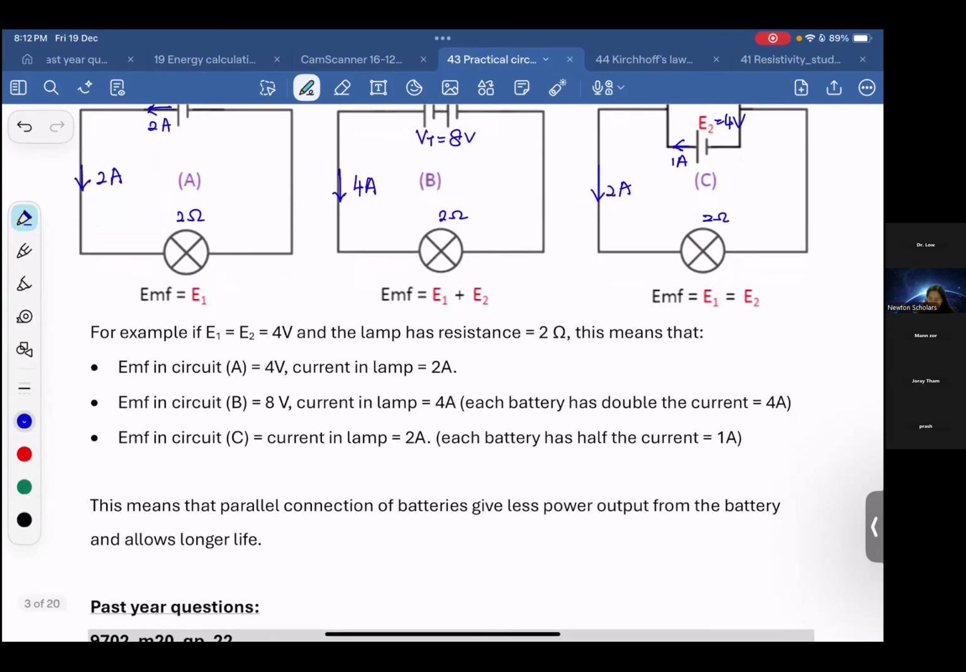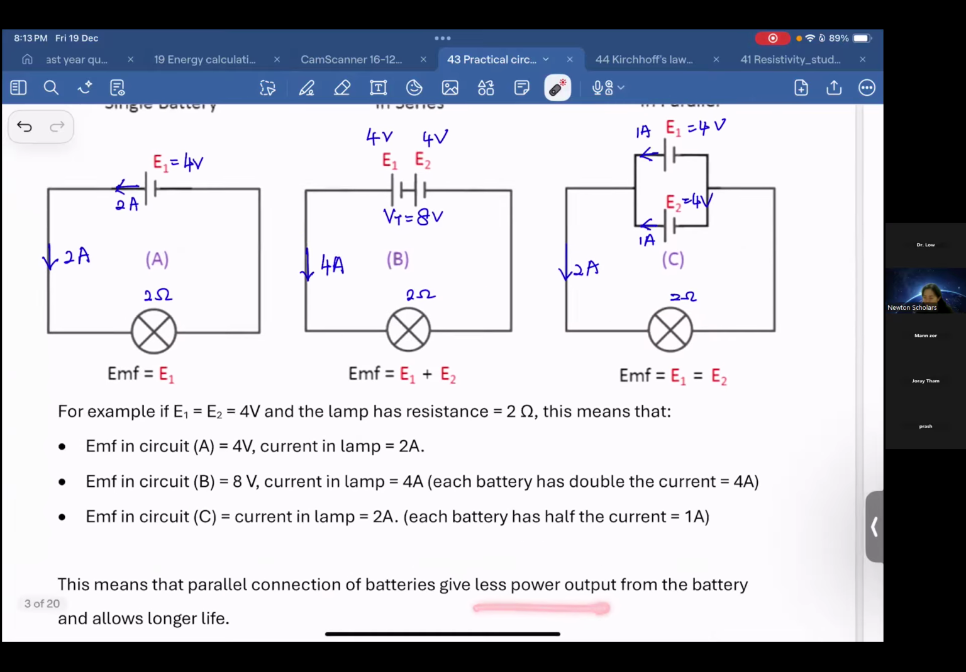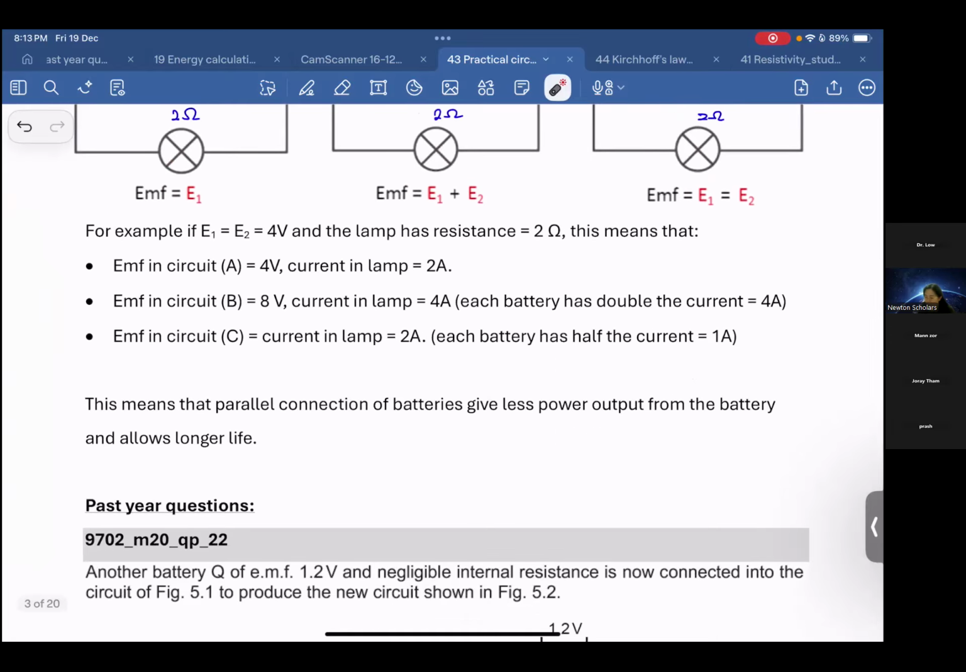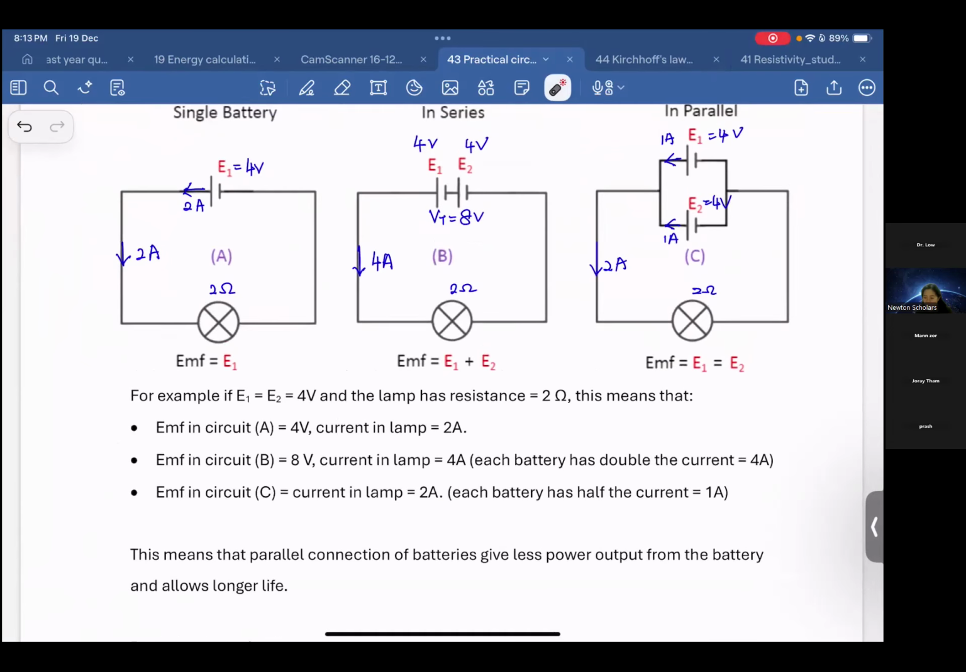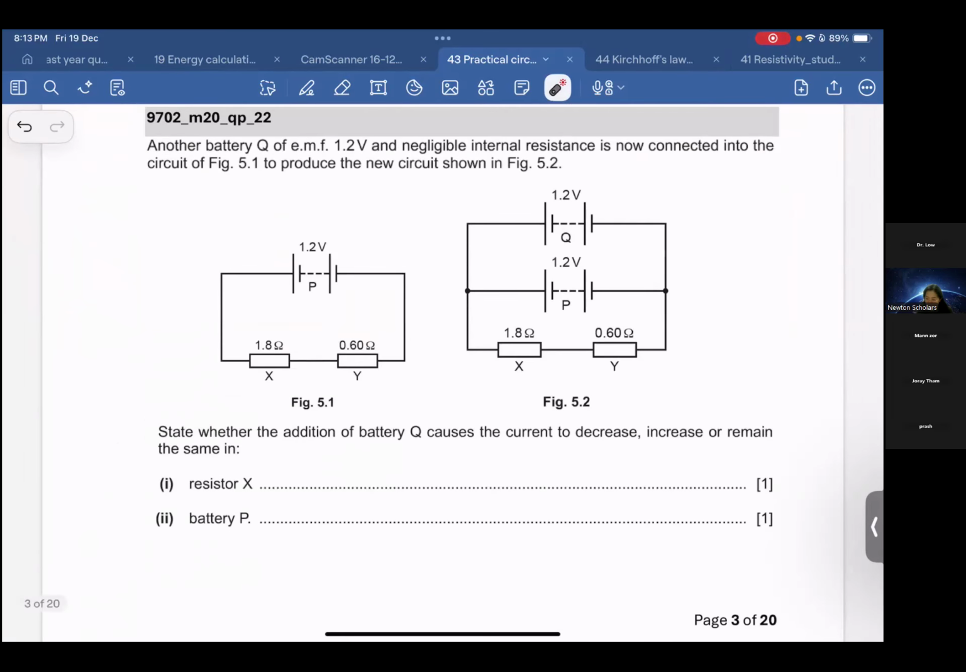So when we connect the battery in the parallel way, we can allow it to be used longer, and give less power output from the battery. Why? Because the current decreases, less current is needed to be provided. So the output power can be less. Okay, so until here, is that clear? Connected in parallel, your battery will not be drained faster. So you no need to keep on changing your battery.